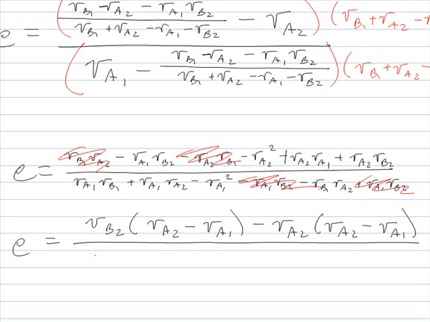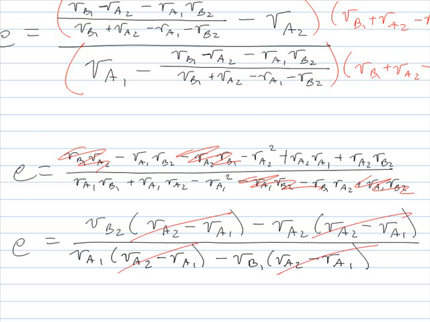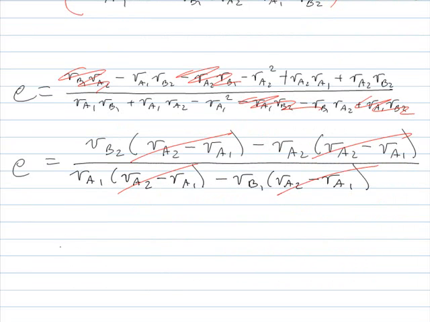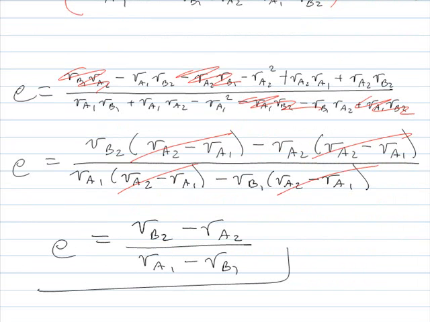And now I keep making progress. Pull a VA1 out. You see where this is going? Woot! And now, very thankfully, all those cancel out. And I have an epsilon that is VB2 minus VA2 over VA1 minus VB1. And this is our coefficient of restitution, as exciting as it is.